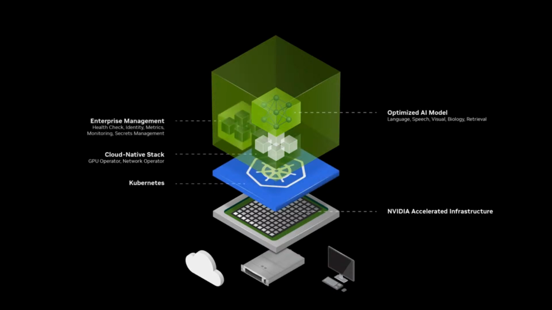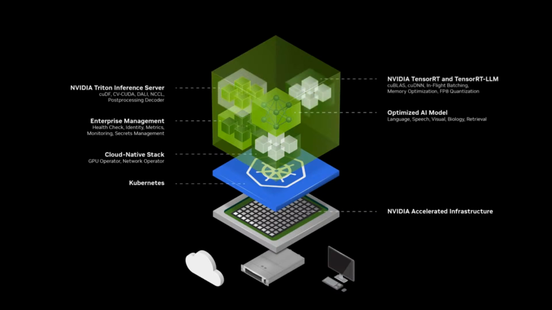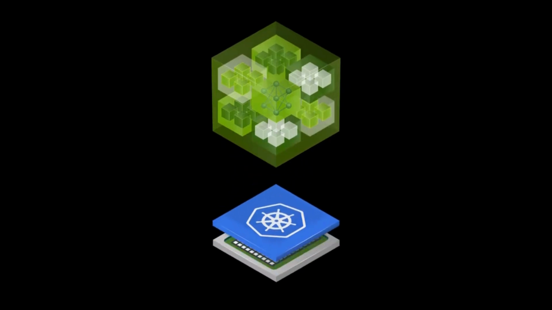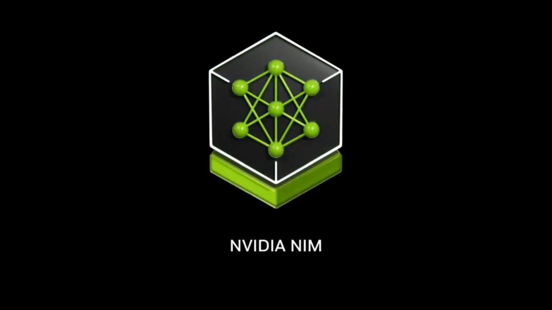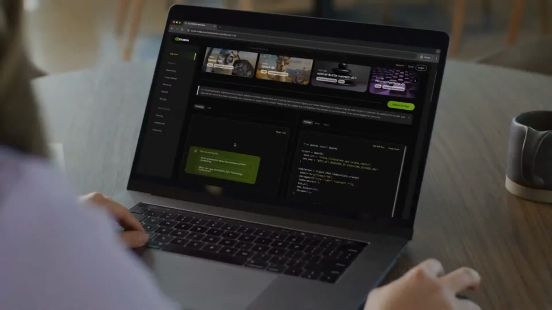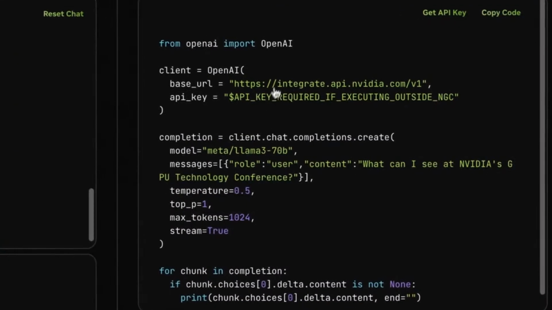NIM provides identity, metrics, and health check data for integration with enterprise management tools and infrastructure. Backed by powerful inference engines, including NVIDIA Triton Inference Server, TensorRT, and TensorRT LLM, NIM streamlines model deployment, ensuring seamless AI inferencing at scale. And with standard APIs, developers can build enterprise-grade AI applications with just a few lines of code.